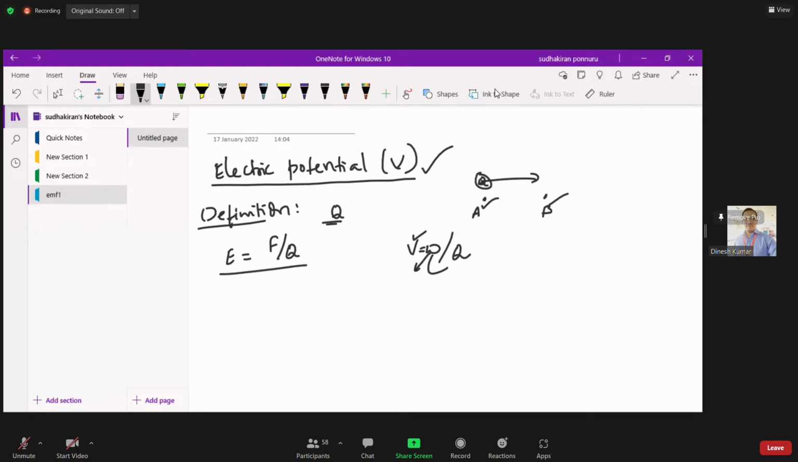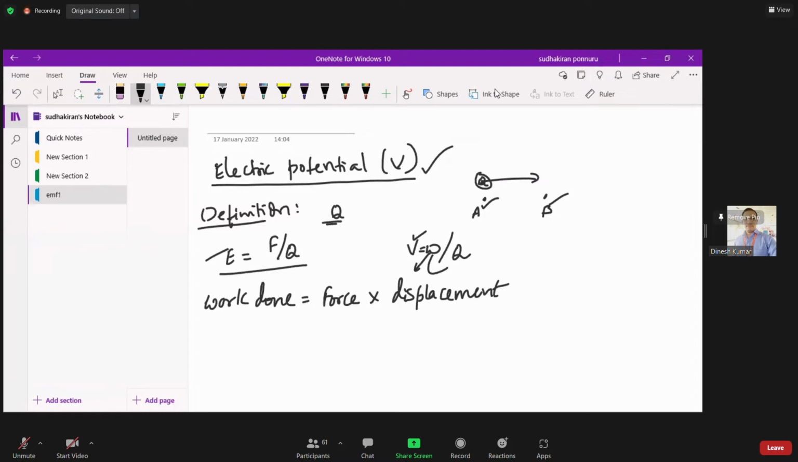Okay, so this equation, E is equal to F by Q, we have already seen in our earlier class many times; it is derived from Coulomb's law of force. And from the general definition of work done, work done is nothing but force into displacement. Okay, so work done is given as force into displacement.